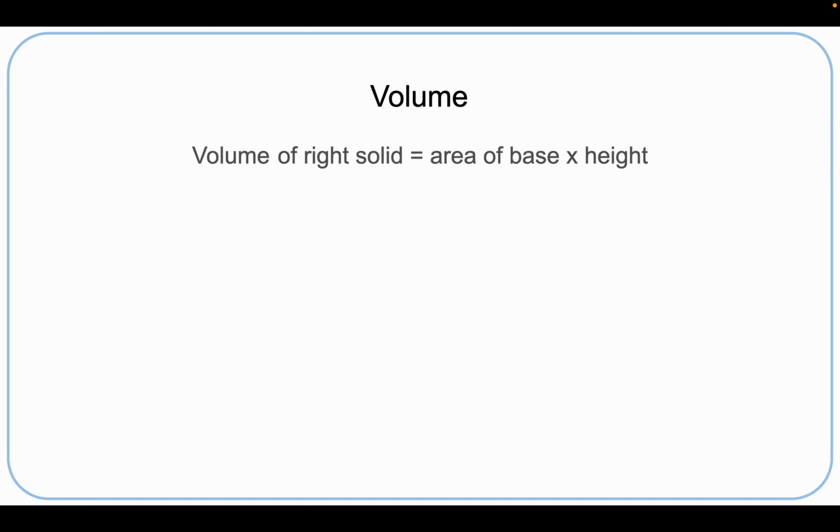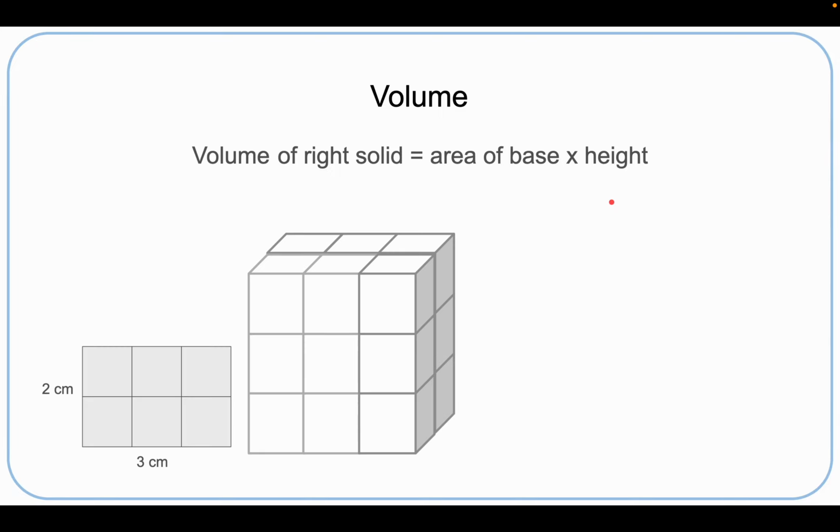So there is a formula for finding the volume of a right solid, and that is taking the area of the base and multiplying it by the height. So we already know how to find area. We're just adding on another dimension, which is the height. If you just multiply that, you will get the volume of the right solid.